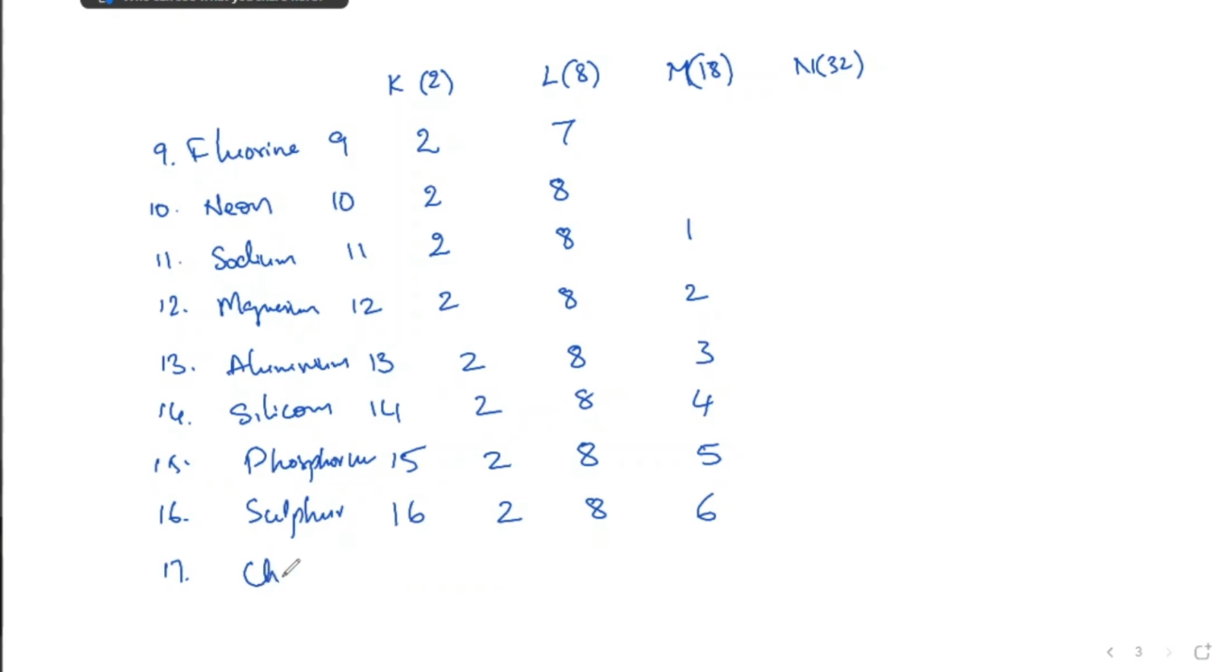For chlorine, atomic number 17, the electronic configuration will be 2, 8, 7. For argon, whose atomic number is 18, it will be 2, 8, 8.